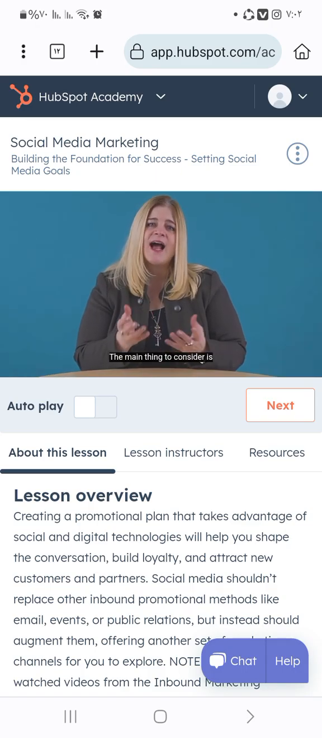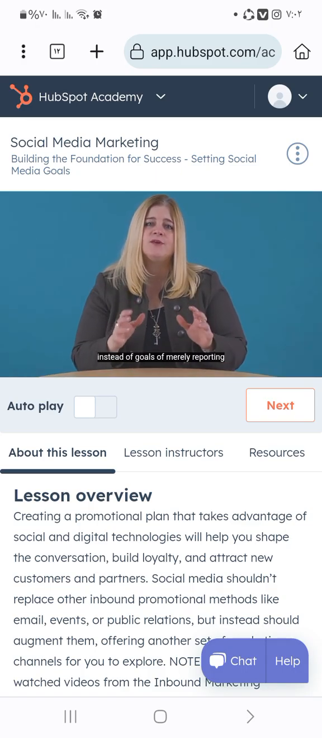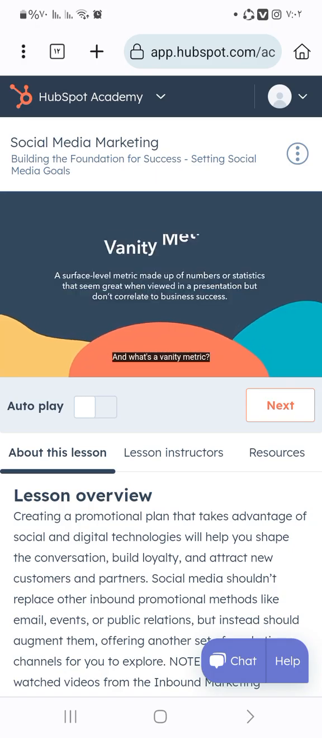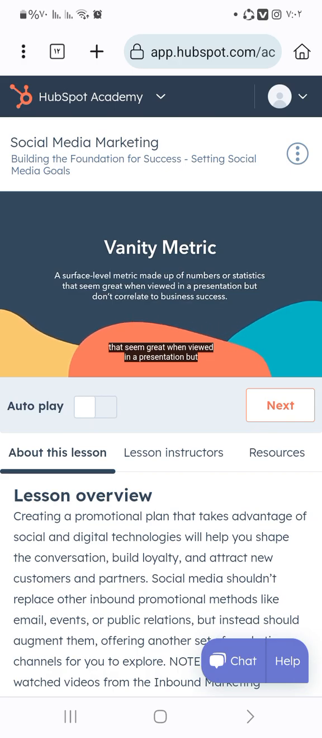The main thing to consider is how you can develop actionable goals instead of goals of merely reporting a high result on a vanity metric. And what's a vanity metric? Simply put, a vanity metric is a surface-level metric made up of numbers or statistics that seem great when viewed in a presentation, but don't correlate to business success.